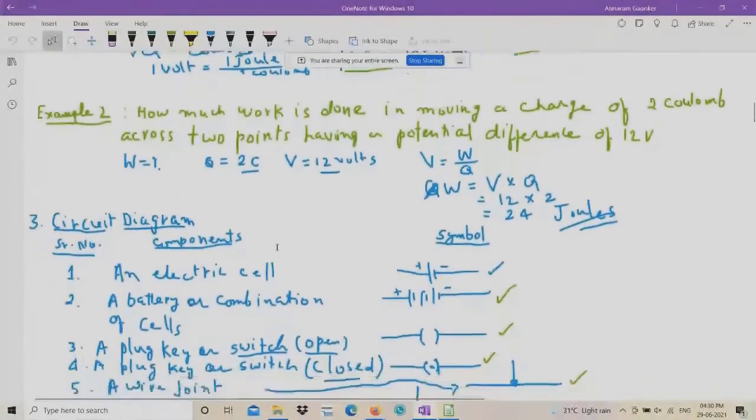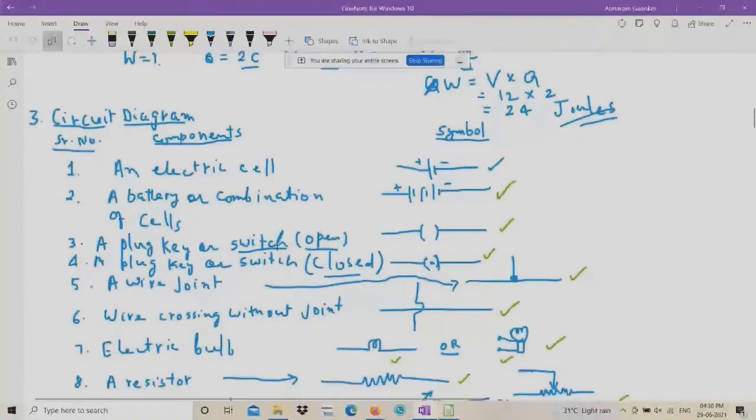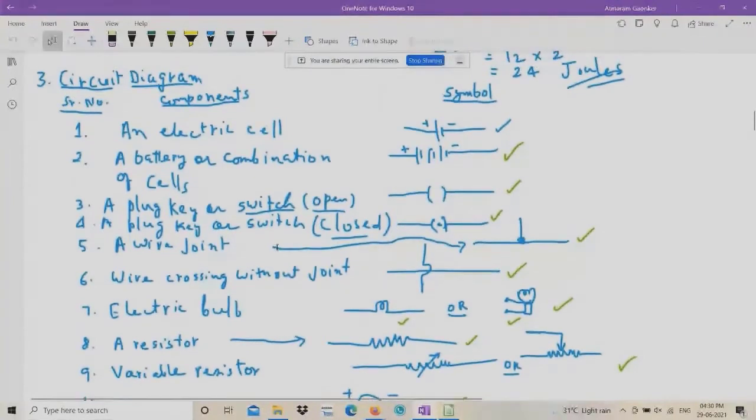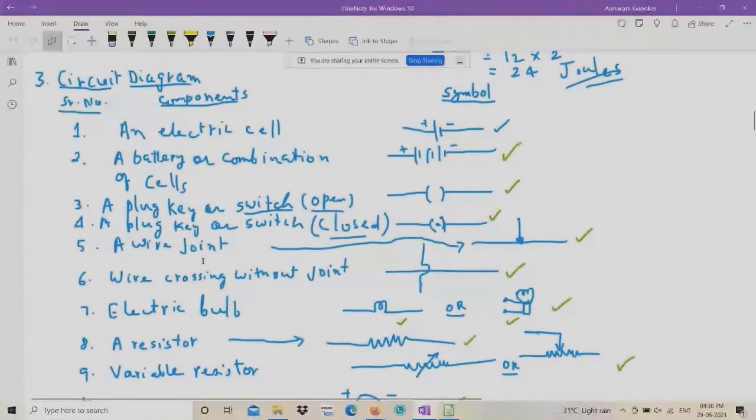Now let us discuss what is called a circuit diagram. We know all these things, but still I will quickly brush through. So what are the components of a circuit diagram? An electric cell is written like this: one bigger line, one smaller line, plus and minus. A battery, or a combination of cells, is like this. The more number of lines will be there.